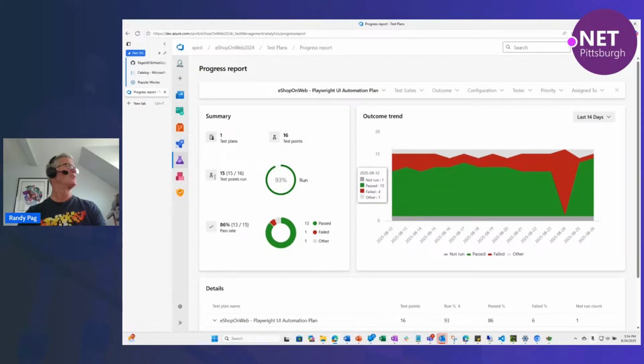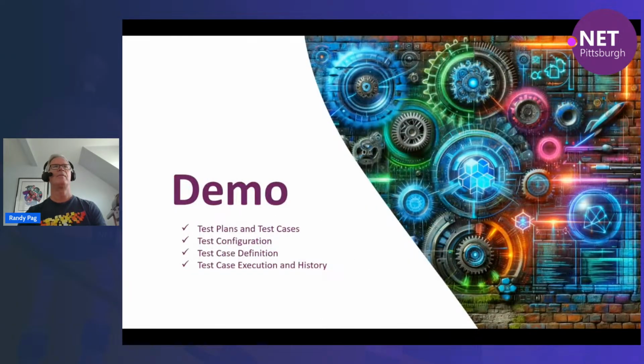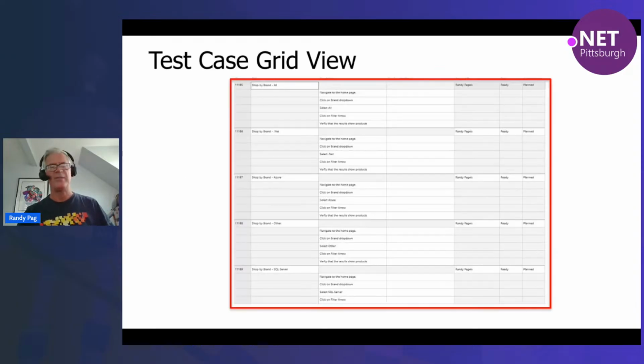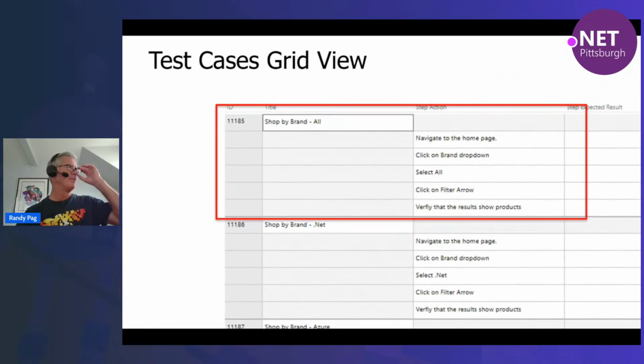And before I show you some of that automation, I want to show you a couple more things real quick, which is how I got my manual tests to convert over, and that's quite simple. Inside of Azure DevOps, I can take the test grid, and these are the tests I showed you with the steps, and zoom in here and take this one, ID 11185, and guess what?